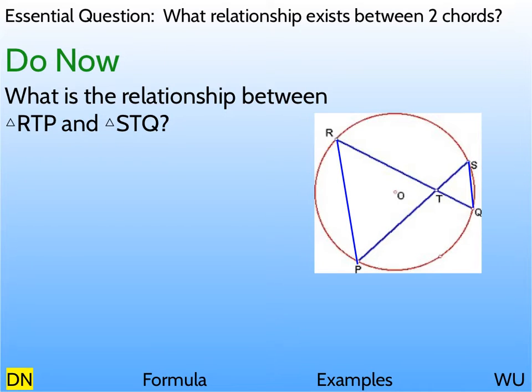You should know from last week that these angles intercept the same arc, so they're congruent, and these angles intercept the same arc, so they're congruent, which means that these triangles are similar to each other by angle.